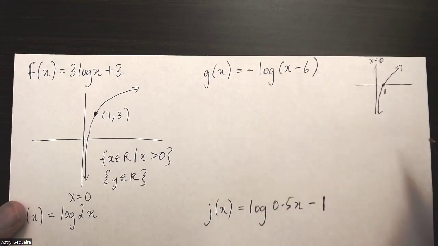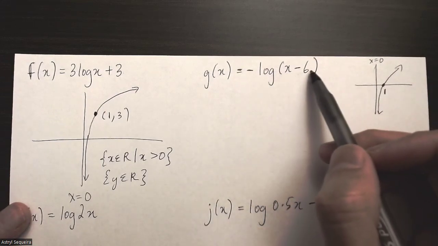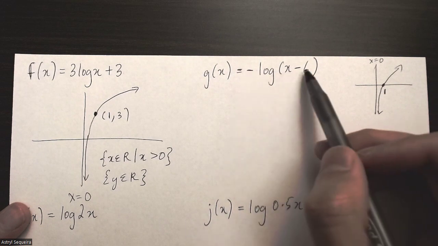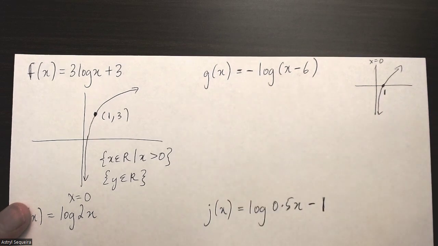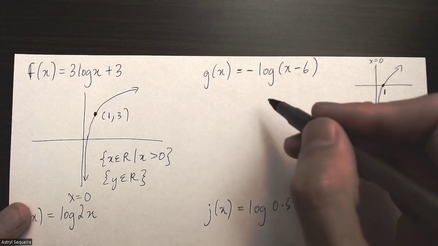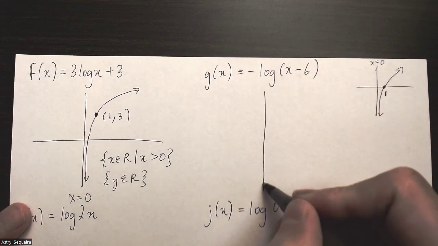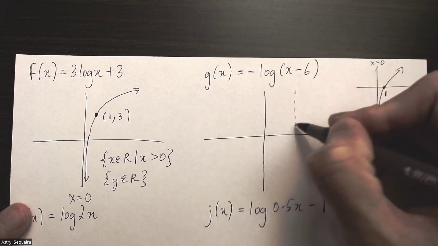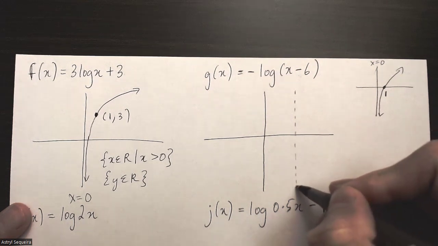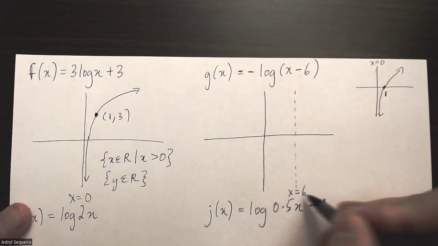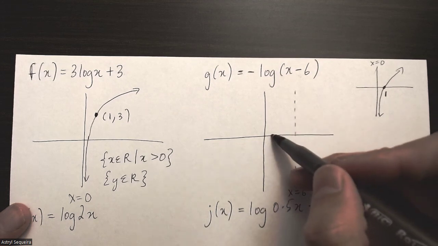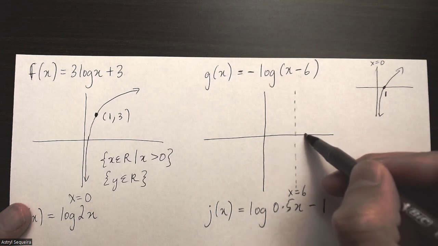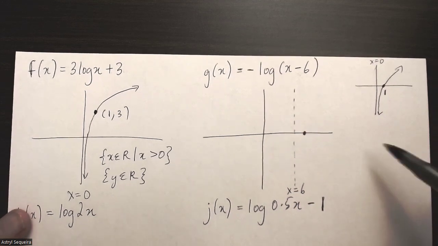Let's try this second example over here. So over here, my graph is reflected in the x-axis and it's shifted by 6 units to the right. The first thing I'll do is draw my vertical asymptote, which normally is at 0, but now it's shifted 6 units to the right. x equals 6. And my original point is over here at (1, 0), but it's shifted 6 units to the right as well, which is going to make it (7, 0).